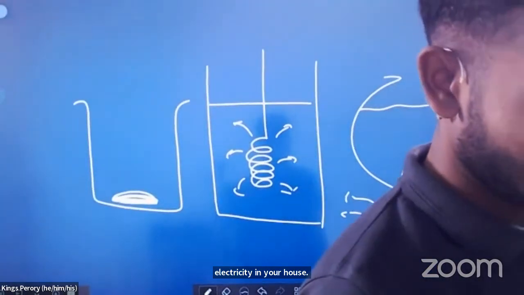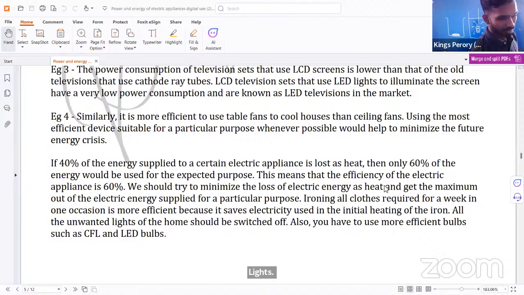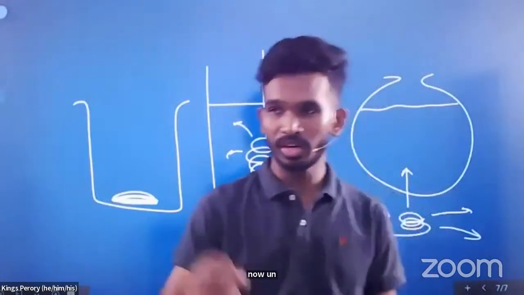Continue reading. All the unwanted lights of the home should be switched off. Lights, that one you know. Unwanted lights, you need to switch off and keep.